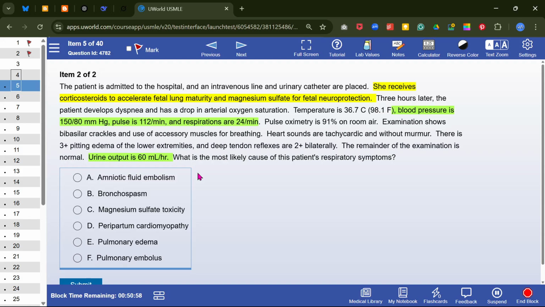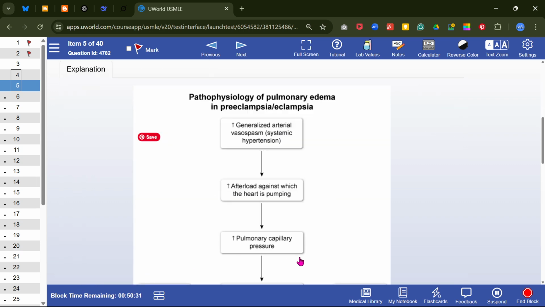Sorry. There is a crackle, bilateral crackles. Is it pulmonary edema? Okay, pathophysiology of pulmonary edema in preeclampsia or eclampsia.